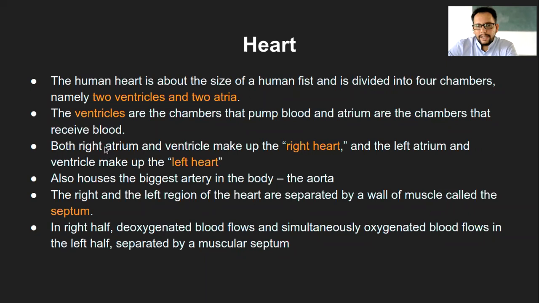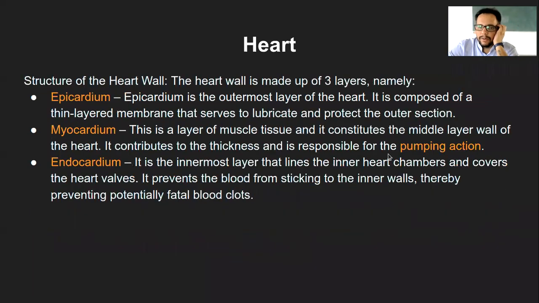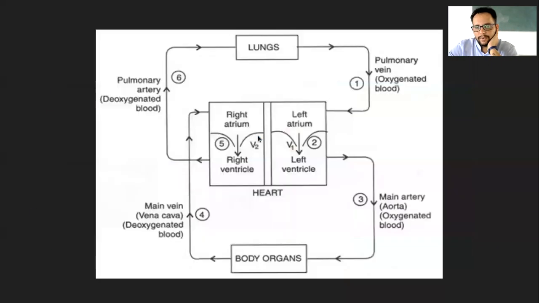Now, the right atrium and the right ventricle make up the right heart. So the right side will have the right atrium and the right ventricle. These two comprise the right side of the heart, or it is simply called the right heart. And the left side has the left atrium and left ventricle. That is the left side of the heart.